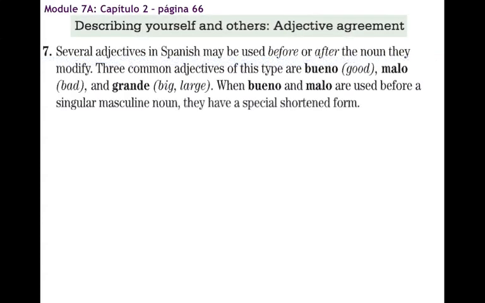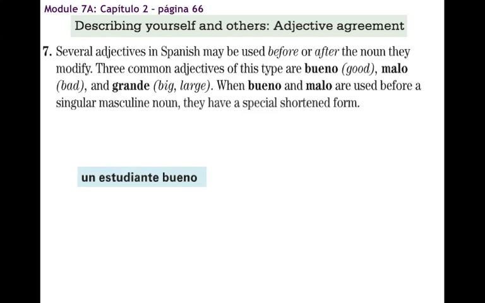And here's what we just mentioned a moment ago. Several adjectives in Spanish may be used before or after the noun they modify. Three common adjectives of this type are bueno, malo, and grande: good, bad, and big or large. When bueno and malo are used before a singular masculine noun, they have a special shortened form. Let's take a look. Repitan.